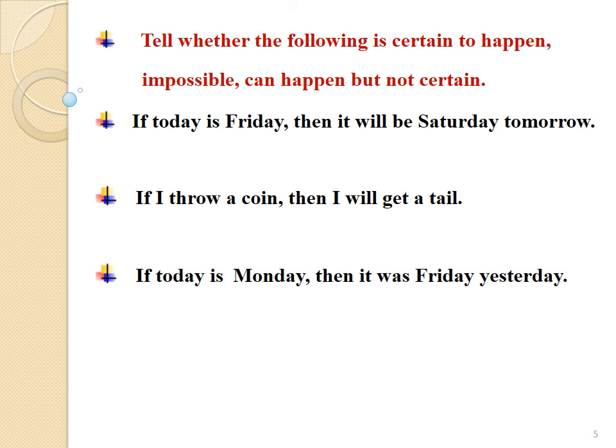Sum number 1. If today is Friday, then it will be Saturday tomorrow. It is certainly a true statement. Thus certain to happen. Now sum number 2. If I throw a coin, then I get a tail. There is an even chance for this to happen because tail and head have equal chance, that is 1 upon 2. Thus can happen but not certain.